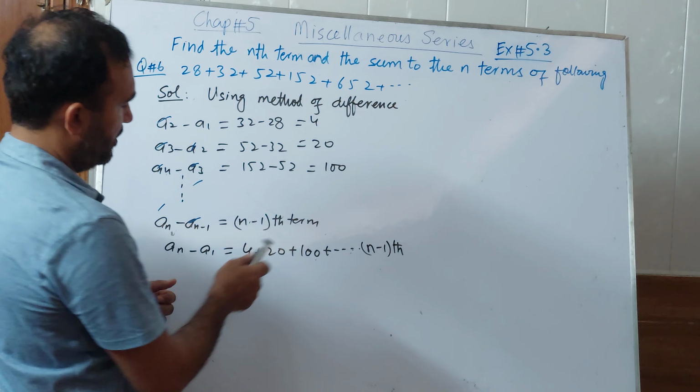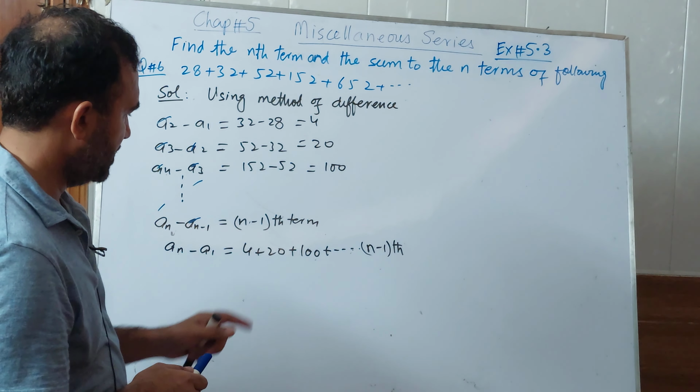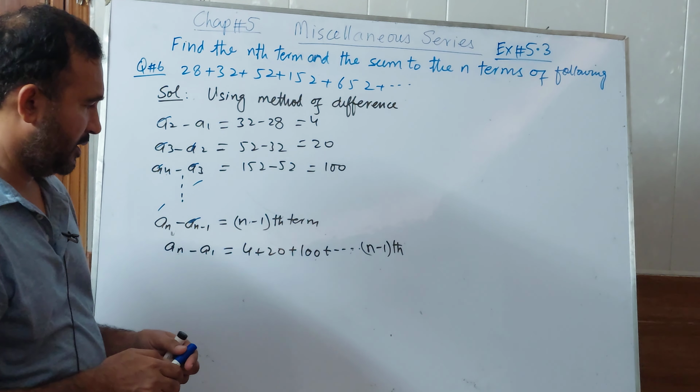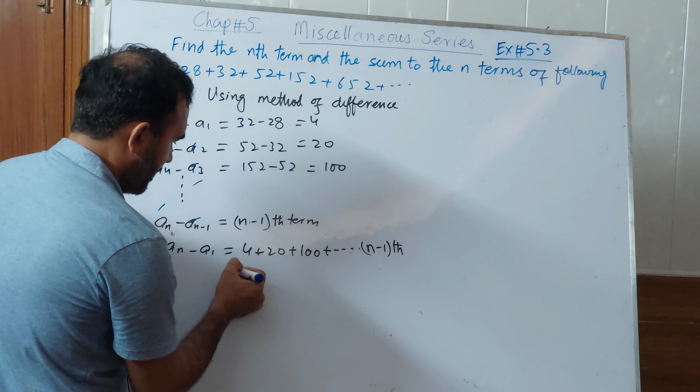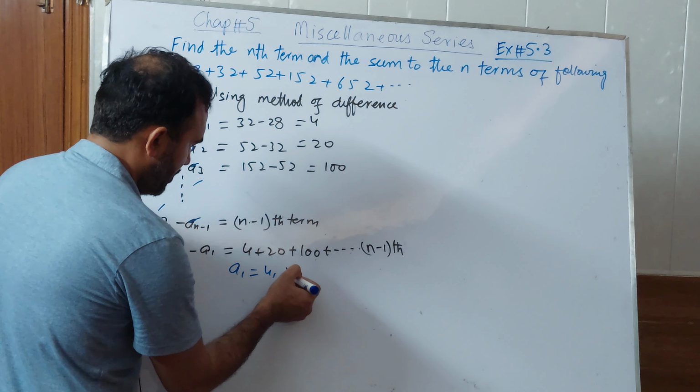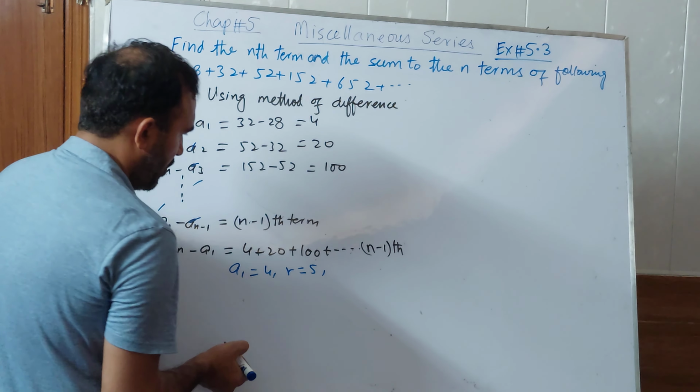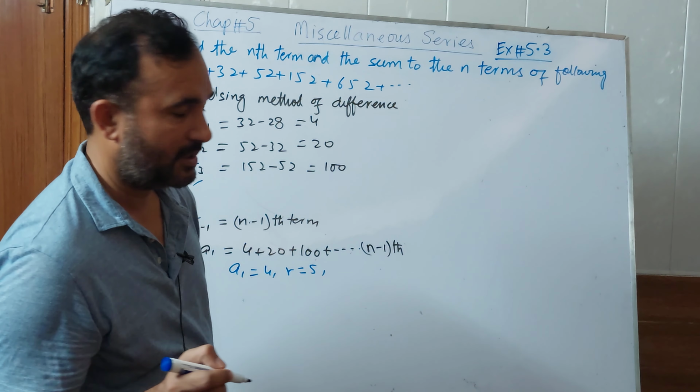अब यहाँ पे आप देखें ये हमारे पास एक ज्योमेट्रिक सीरीज़ है, ठीक है, जिसका कॉमन रेशो हमारे पास क्या है 5. तो यहाँ पे आप लिख सकते हैं a1 is equal to 4, r is equal to 5, और हमने इसका an टर्म फाइंड करना है.